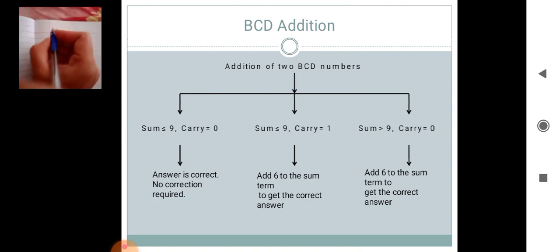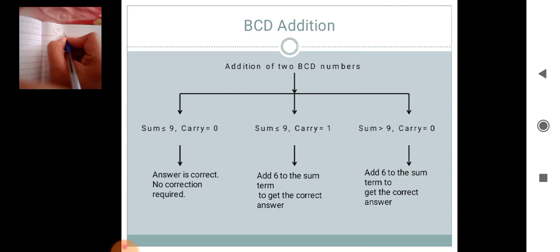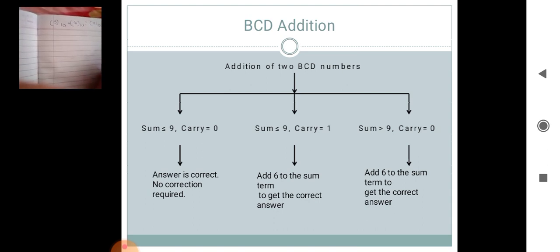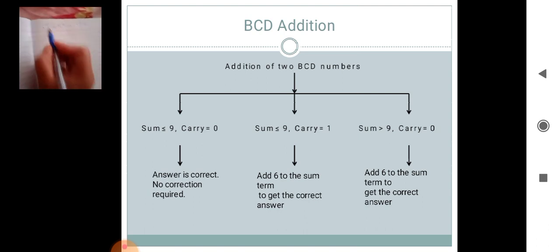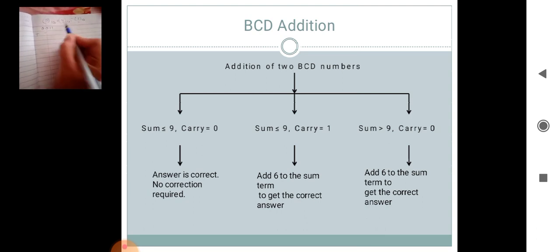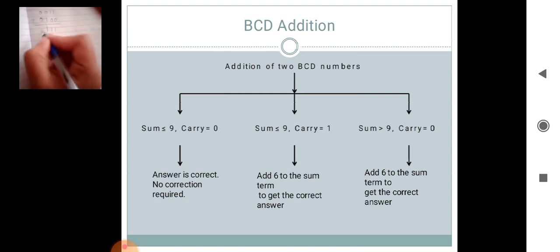So first example, 3 plus 4 we'll see. 3 plus 4 in decimal result is 7. So we have to prove this result with our BCD addition. What we'll do first, we'll convert this number into 4-bit binary. So 4-bit binary of 3 is 0011 and 4-bit binary of 4 is 0100. So we perform the addition.